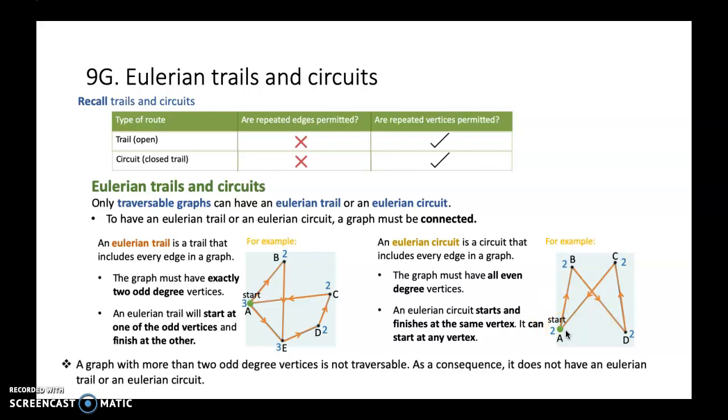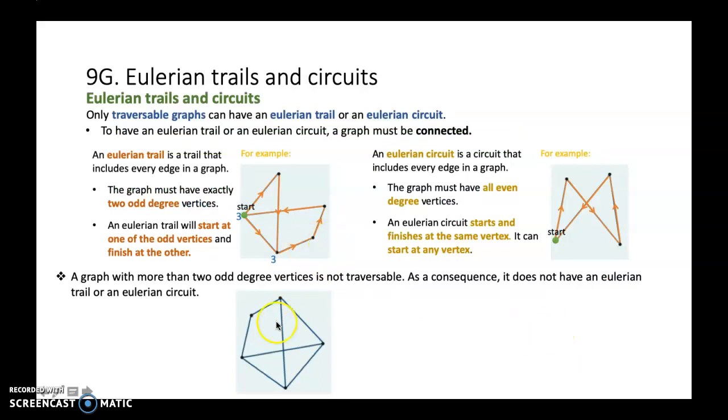One thing you need to be aware of is, if a graph has more than two odd vertices, then it is not traversable, therefore we cannot find an Eulerian trail or a circuit. So let's have a look at this example here. If we look at the degree of each vertex, we have more than two odd degree vertices. Therefore we can conclude it is not traversable, therefore we cannot find an Eulerian trail or a circuit.